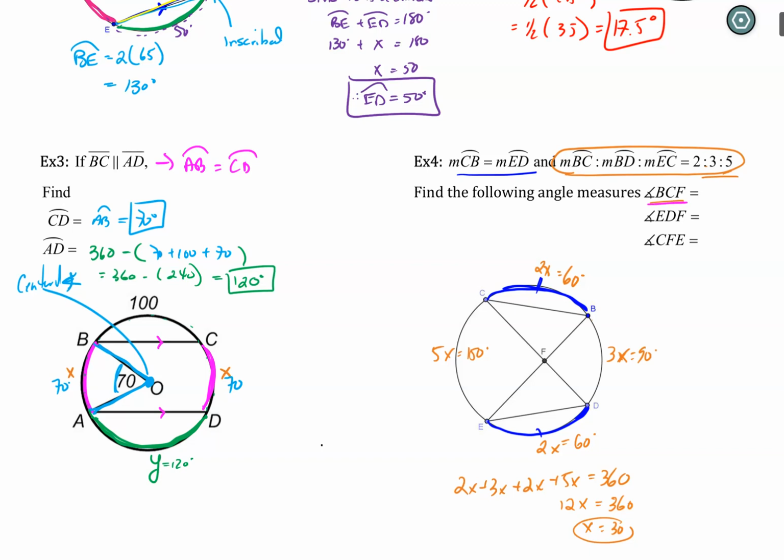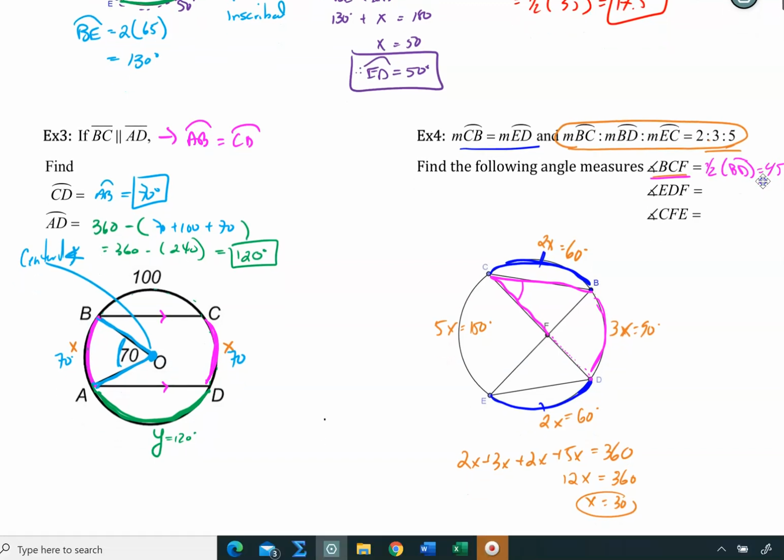So first angle is BCF. BC to F is this one here. Now, if I extend this line, notice it does go to the circle. Doesn't change the size of the angle. I'm just extending the side of the angle. That makes this an inscribed angle to this arc over here. So that makes this one half of whatever BD is, arc BD. So half of 90 is going to give me my 45 here.